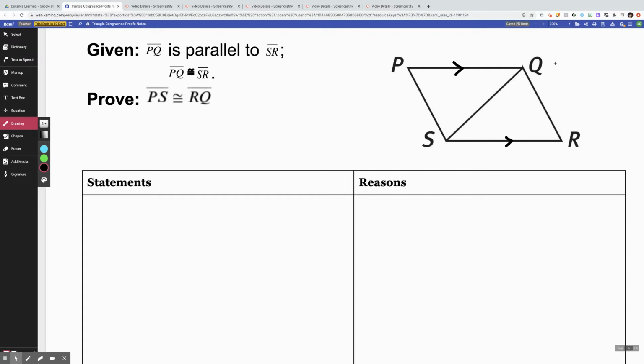So what I'm hoping that you notice is that you have right here two parallel lines cut by, oops, hold on. I'm going to do this in a different spot here. You have two parallel lines cut by a transversal.